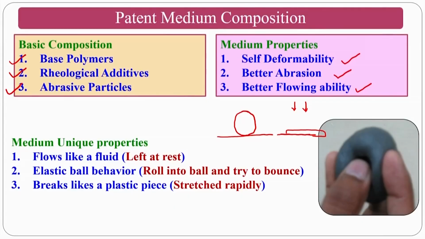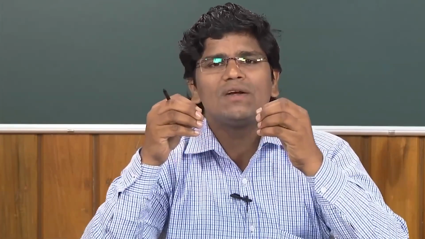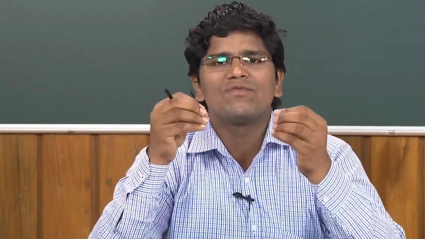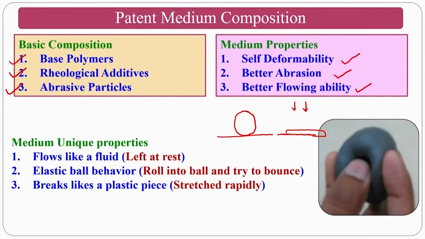Elastic behavior: if you make a sphere and just hit it from a certain height, the abrasive medium sphere tries to jump. The third one: if you take it in your hand and pull it with your two hands, it slowly deforms. If you pull it very fast, at higher shear rates, it will break like a plastic material. So the deformation is unique here, because in one condition it is flowing, in the second condition it behaves like an elastic ball, and in the third condition it behaves like a plastic material.